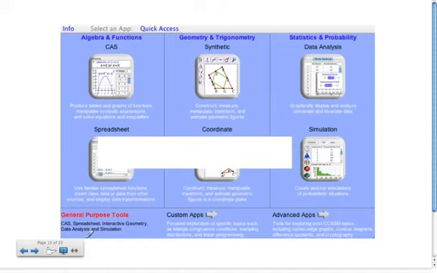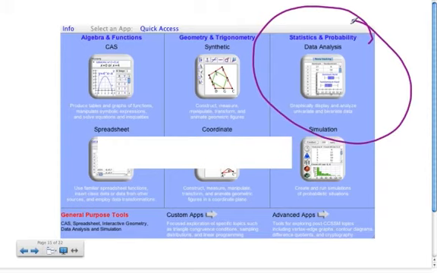Okay, the next thing I need to do is, hopefully everyone has downloaded the core math tools from self-service. Once you have done so, I need you to open up the program, and you should see a screen that looks similar to this. What I want you to do is click on that button right there that says Statistics and Probability, and underneath of it, it says Data Analysis.